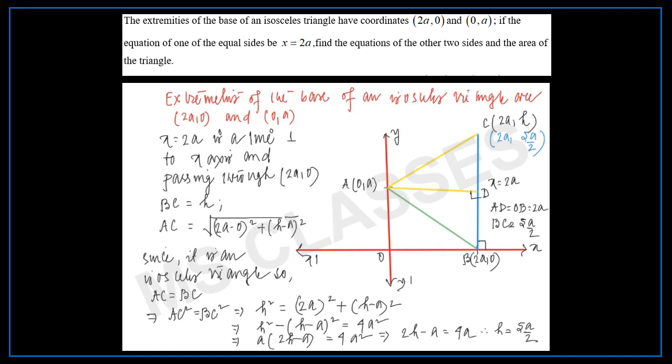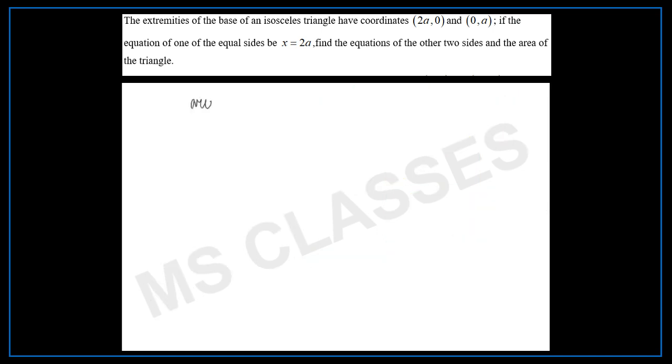Now, we can find the area of the triangle. Area of the triangle ABC is equal to half into AD into BC. It's half into base into perpendicular. So here we get half into 2a into 5a by 2, and that gives us 5a square by 2 square unit.